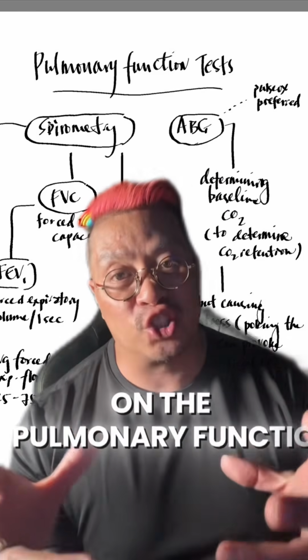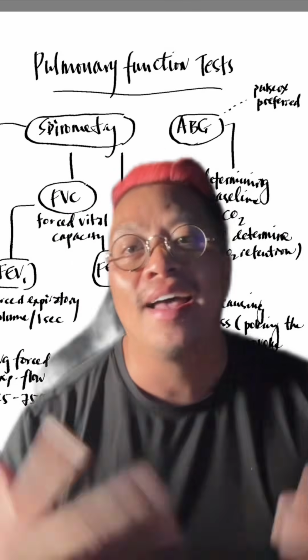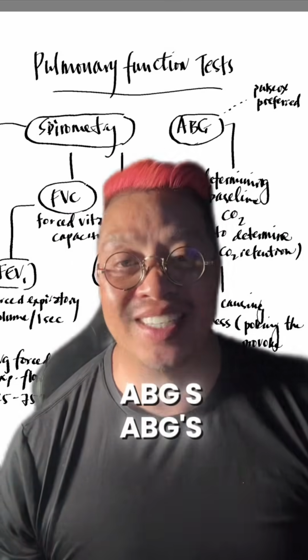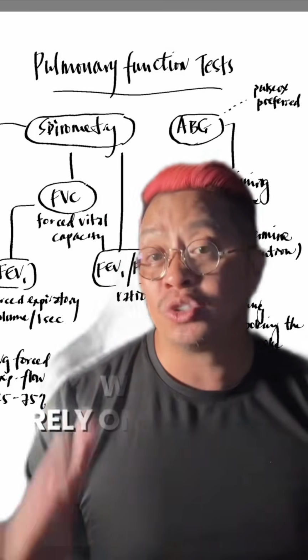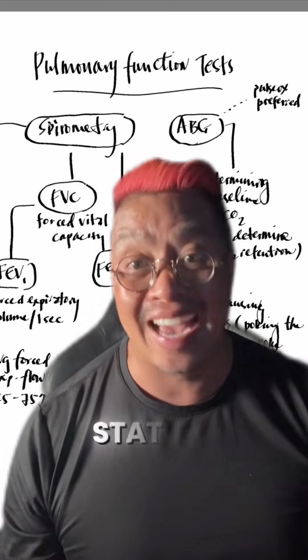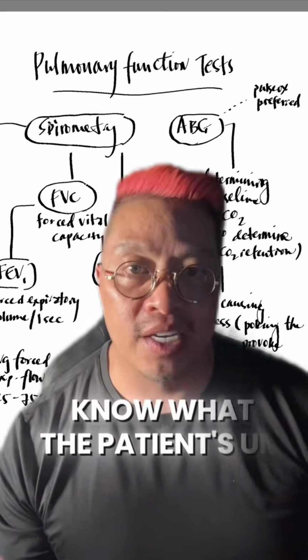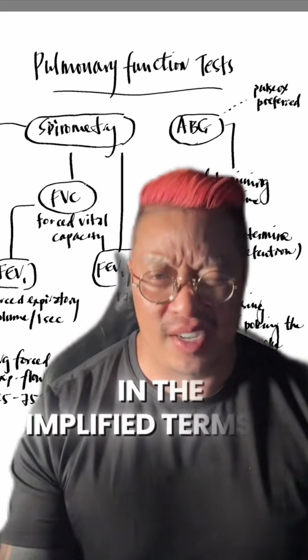other pulmonary function test, which is the infamous, yes, you had said it right, ABGs. ABGs are arterial blood gas testing. Now, usually we just rely on inpatient pulse oxes to see what the patient's respiratory status is because we just want to know what the patient's oxygen level is, in simplified terms.